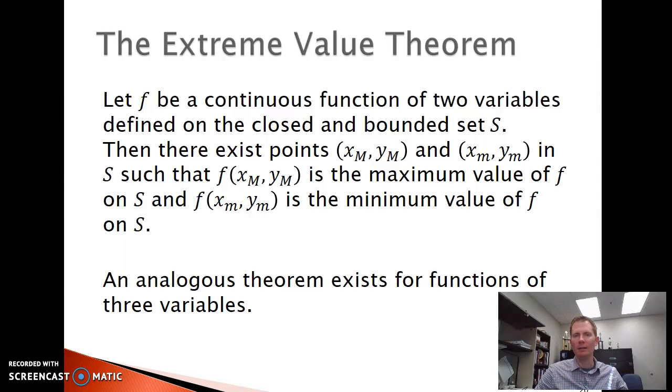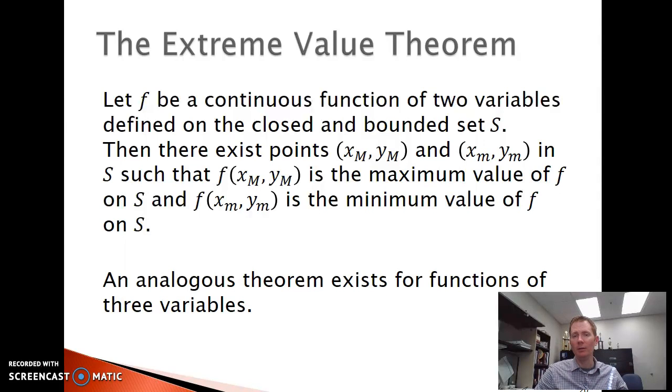So basically this is saying if we have the graph of a 3D function, and we only look at that graph on a bounded region, so it's not open, it's a closed and bounded region, then there's got to be a maximum value over that region, and there must be a minimum value over that region.